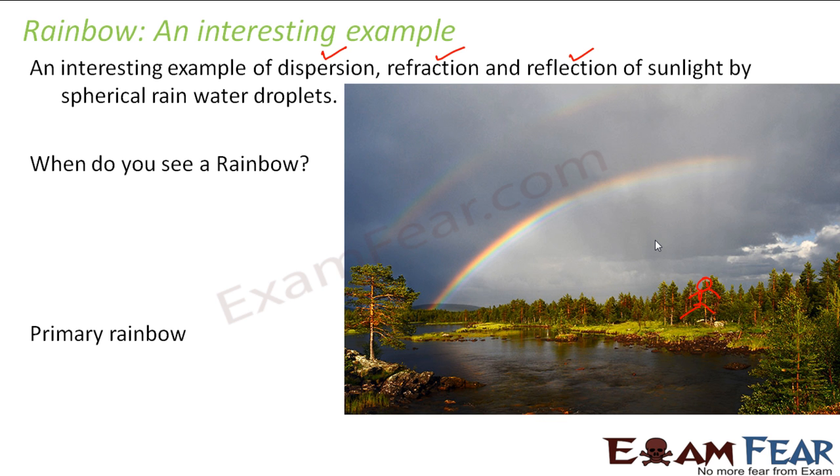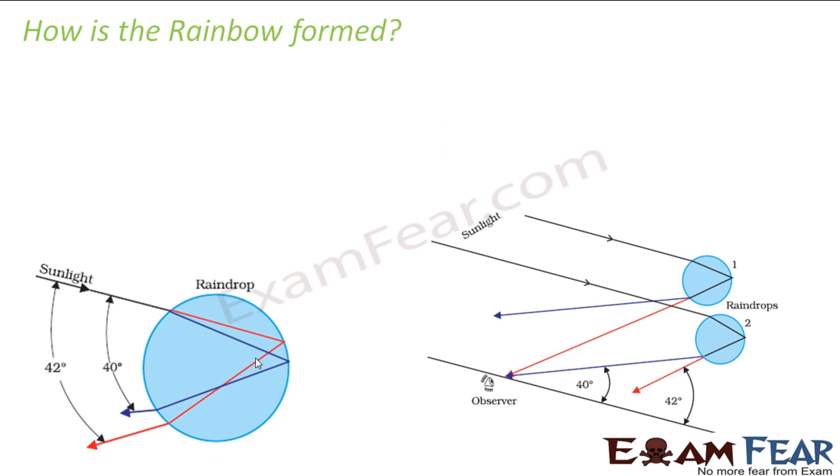Now there are 2 types of rainbow. One is called a primary rainbow, the other one is a secondary rainbow. Both of them look like the normal rainbow which you would have seen in the sky. The difference between a primary rainbow and secondary rainbow is because of the difference in the way they are formed, so they are named primary rainbow and secondary rainbow. Now we will look at how the rainbow is formed.